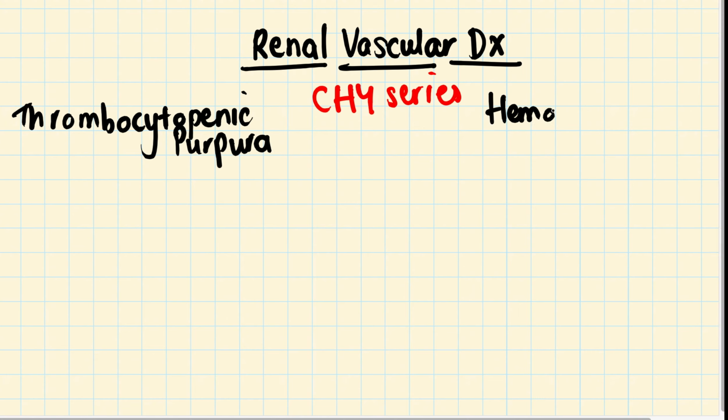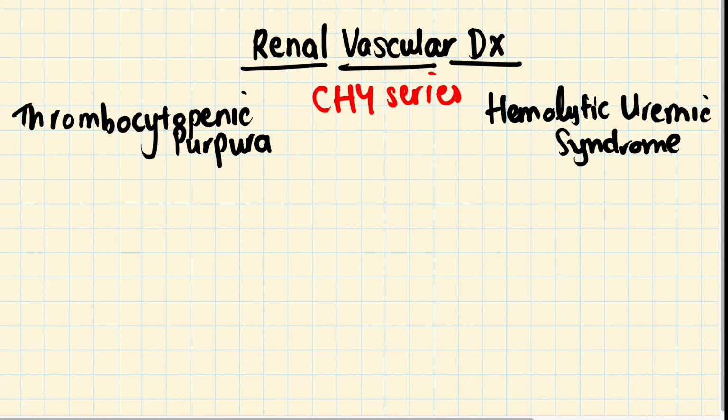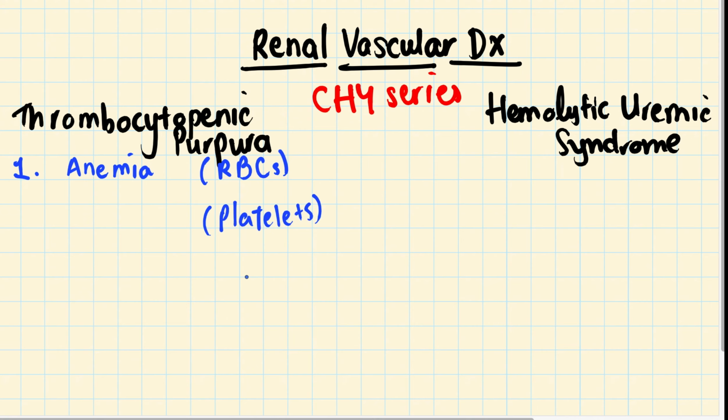When it comes to thrombotic thrombocytopenic purpura and hemolytic uremic syndrome, both these diseases have very similar patient presentations. So, although the differences are subtle, they are necessary. You need to know them in order to be able to diagnose correctly.